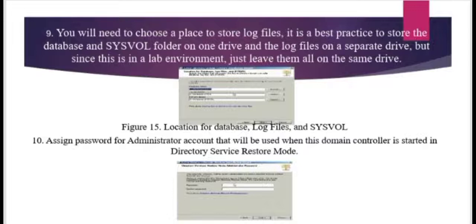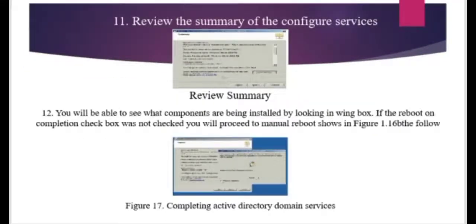Number 10. Assign a password for the administrator account that will be used when this domain controller is started in Directory Services Restore Mode. Review the summary of the configured service. You will be able to see what components are being installed by looking at the window. Check the reboot on completion box if it is not checked. You will proceed with the manual reboot shown in Figure 11, followed by completing the Active Directory Domain Services installation.